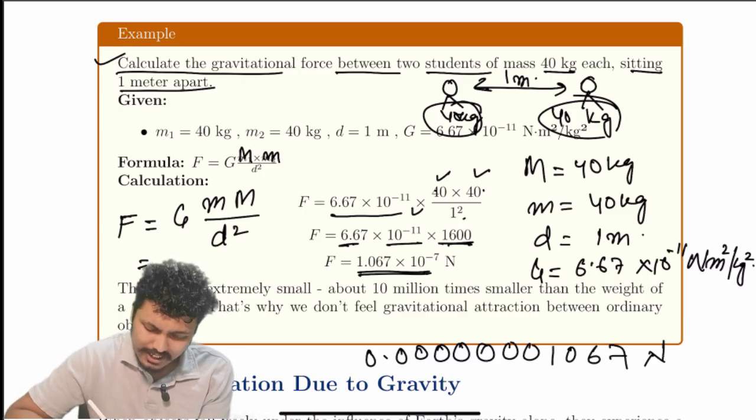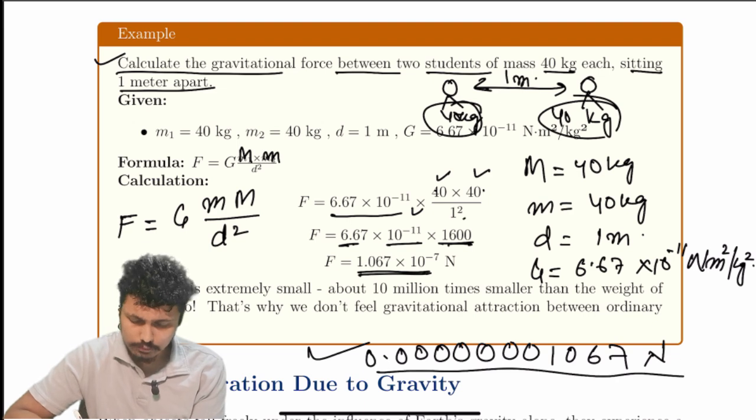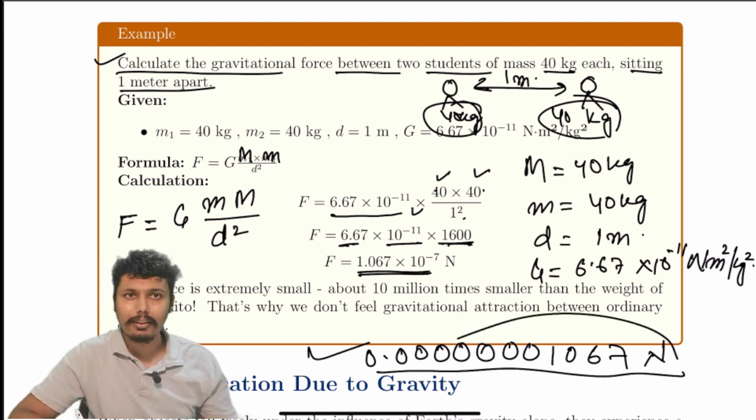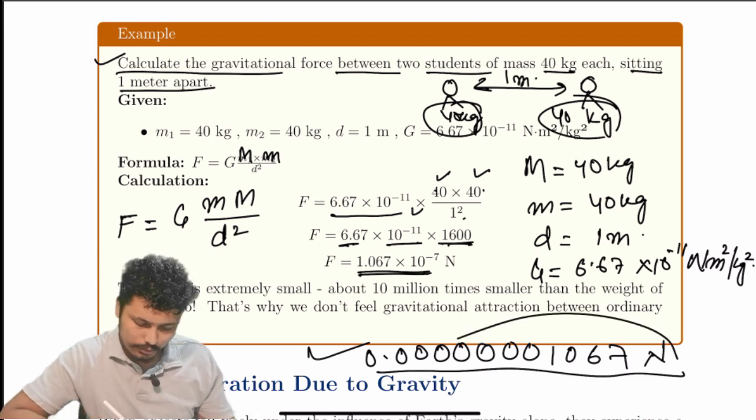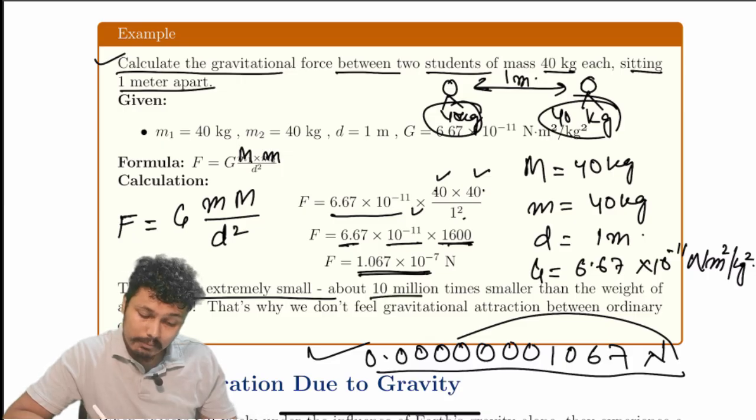It is 0.00000001067 Newton. Very small force. Can you see? The force between you and your friend is very small. So that's why the force is extremely small, about 10 million times smaller than the weight of a mosquito.